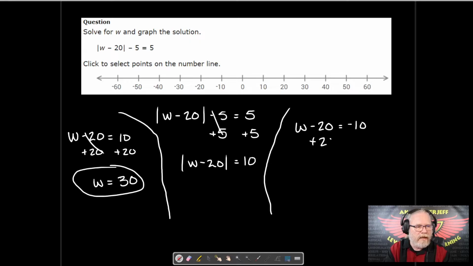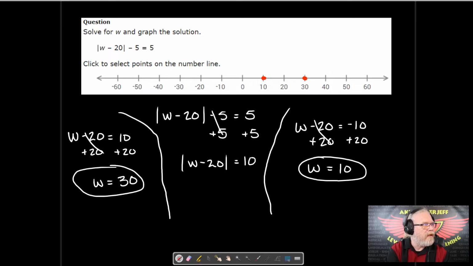Let's go ahead and add 20 to get rid of that negative 20. And what we do to one side, we're going to do to the other. The negative 20, positive 20 cancels each other, leaving us with W. And negative 10 plus 20, well, that should give us, what, a positive 10, right? So W equals 10. So let's see if we have those two values on our number line here. Indeed, 10. Here we go with there with the lesser of the two. And then the greater of the two is 30. So 10 and 30 are our two solutions.